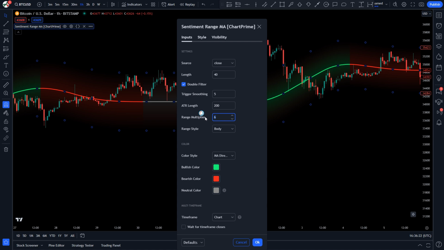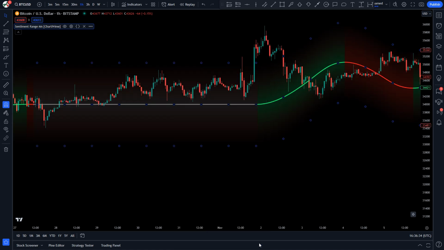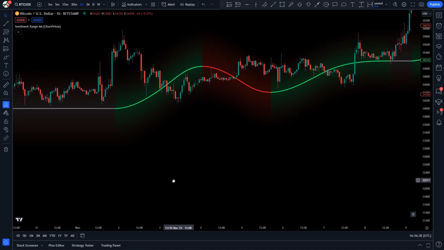Customizing the range multiplier can affect how the MA reacts to price changes. The higher the number, the less sensitive the indicator becomes to trends. For example, if we set this number to 10, the indicator will become more precise in identifying the market range. Check out how smooth the line has become.